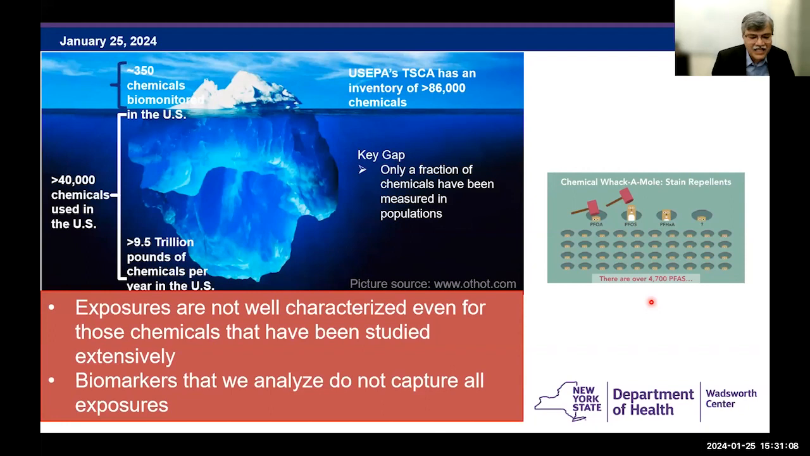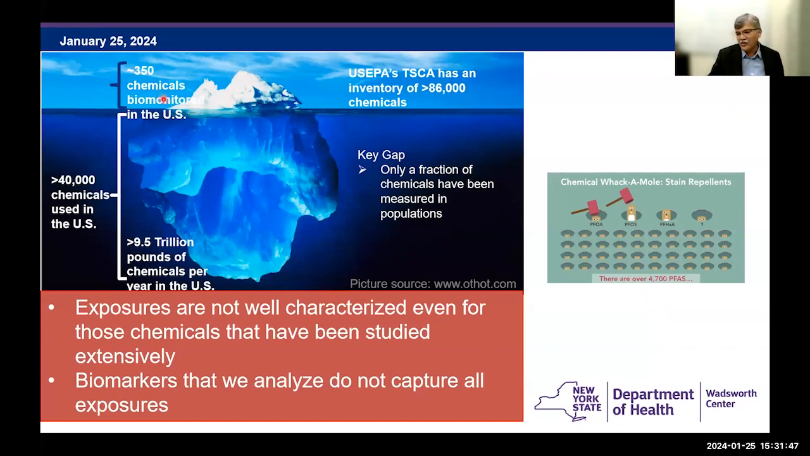So with that, I just want to say that the exposures are not well characterized, even for those chemicals that we have been studying for a long time. Also, the biomarkers that we analyze for those chemicals do not capture all of the exposures quantitatively. We are missing lots of the other biomarkers for those chemicals. And the third component is that there are lots of new things, right? Substitutes. So we are only measuring a fraction of the chemicals.